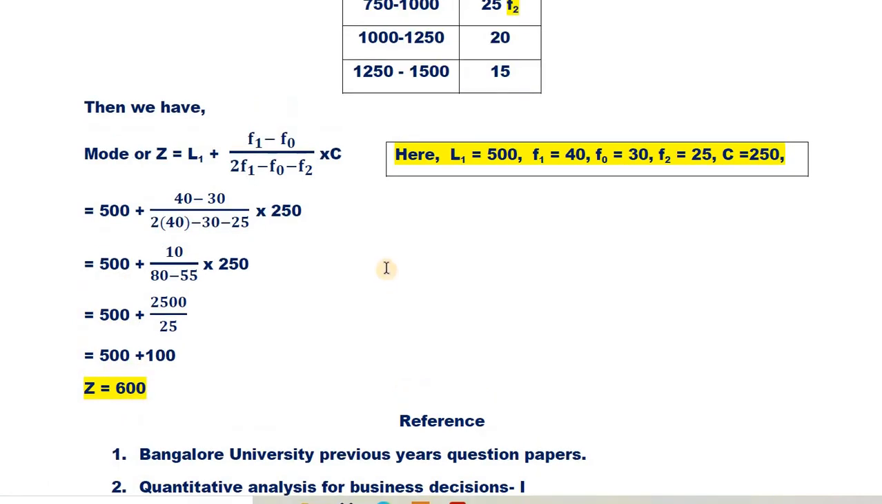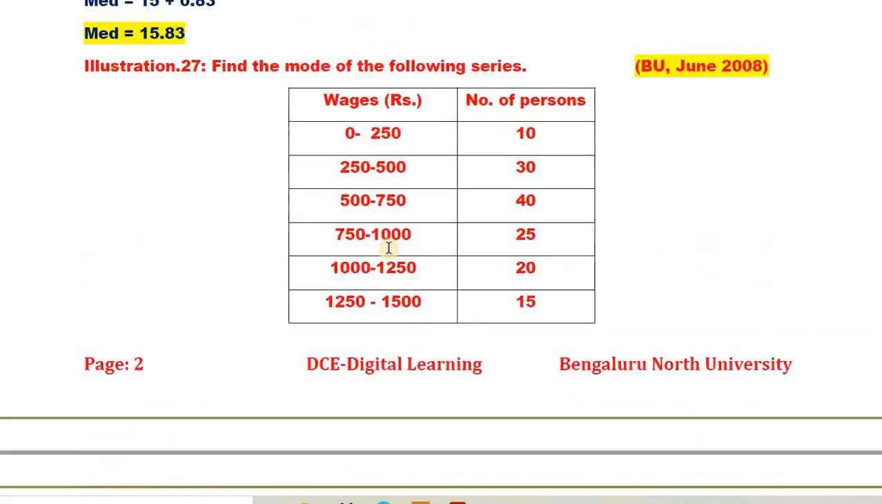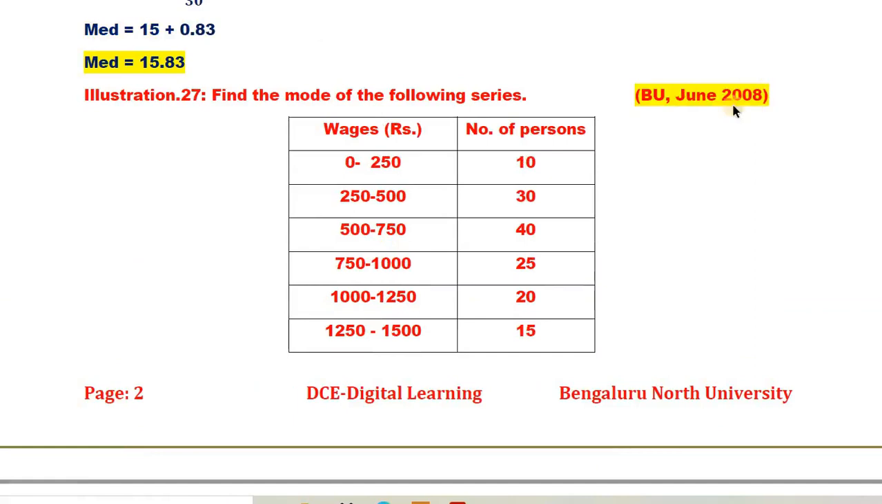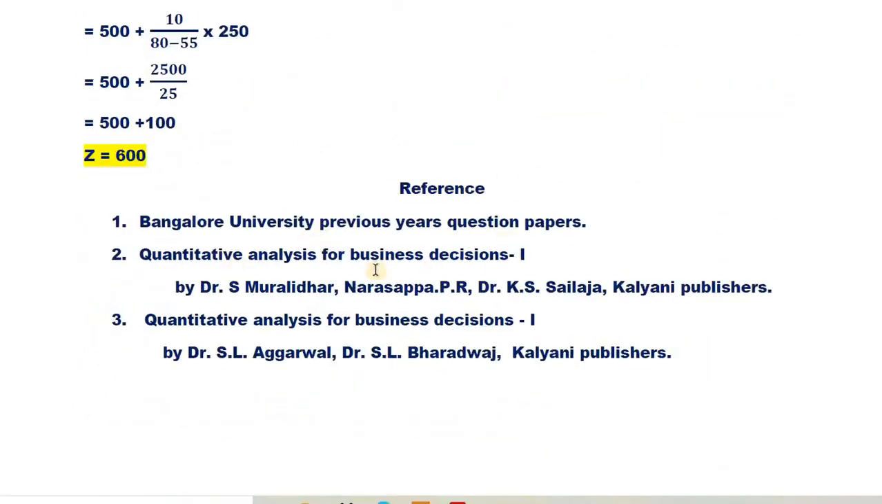You all have understood all three problems now. These problems have been taken from the Bangalore University question paper 2008, and the same problems are found in textbooks like Bangalore University previous question papers, Quantitative Analysis for Business Decision 1 by Narsappa sir and K.S. Shailaja ma'am from Kalyani Publications, and Quantitative Analysis for Business Decision 1 by Dr. S.L. Agarwal and Bharatwaj from Kalyani Publishers.